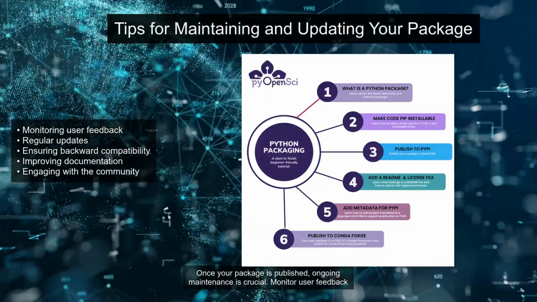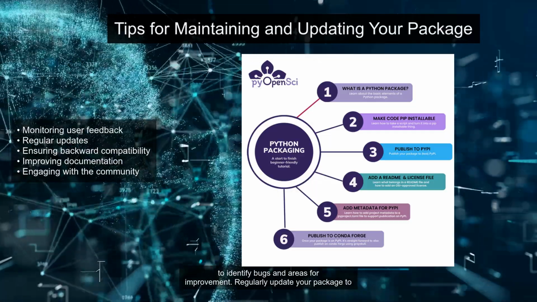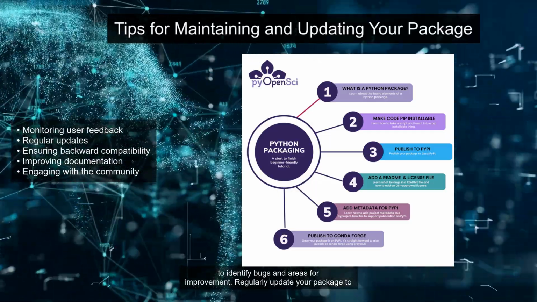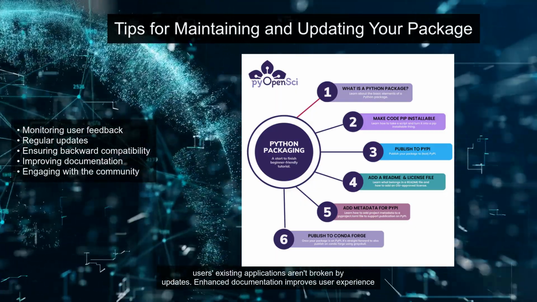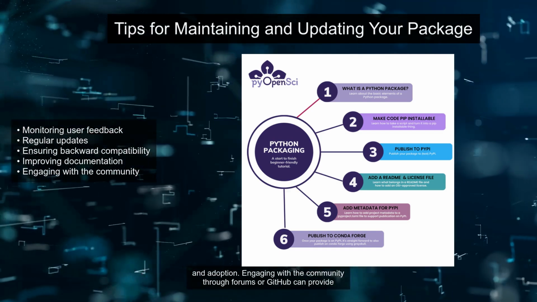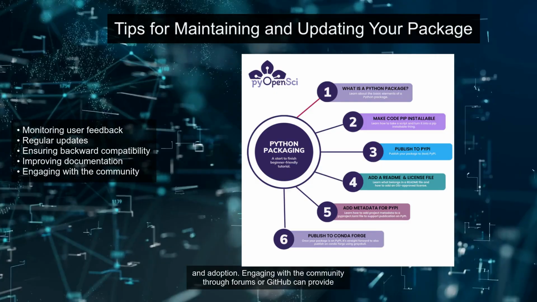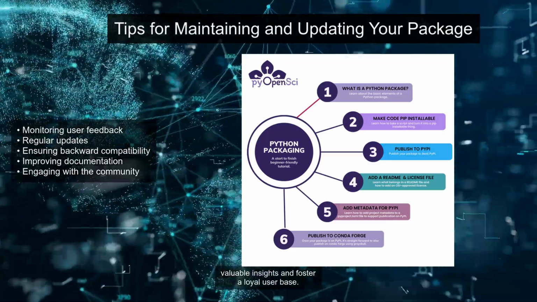Once your package is published, ongoing maintenance is crucial. Monitor user feedback to identify bugs and areas for improvement. Regularly update your package to introduce new features and address issues. Strive to maintain backward compatibility, ensuring users' existing applications aren't broken by updates. Enhanced documentation improves user experience and adoption. Engaging with the community through forums or GitHub can provide valuable insights and foster a loyal user base.